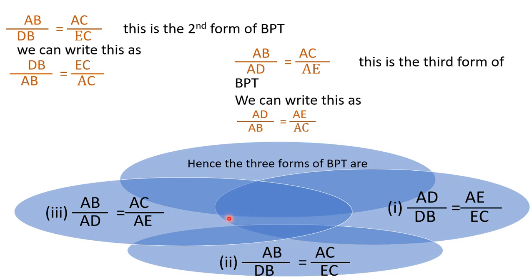So the basic proportionality theorem says if a line is drawn parallel to one side of a triangle and divides the two sides at two points, then at the two points the line divides the sides in the same ratio. This is the original form, and after rewriting this original form we get two more forms of the basic proportionality theorem.